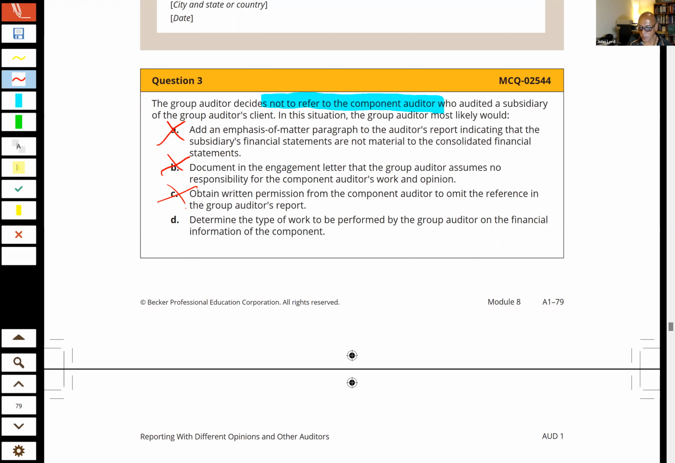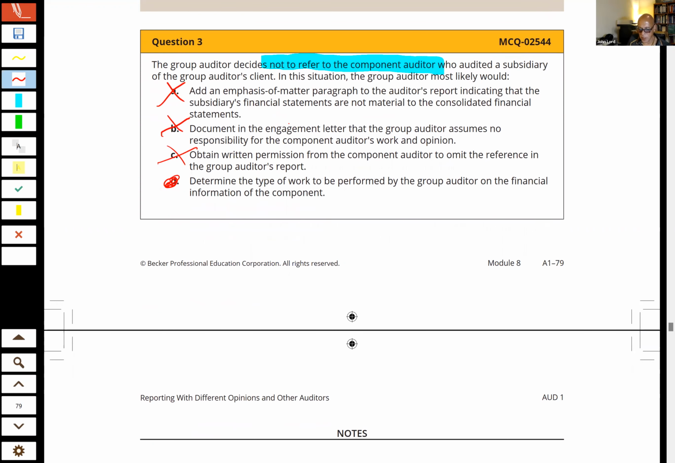D, if I'm not going to make reference, what do I have to do? I have to direct their work. I determine the type of work because I need the information if I'm going to take responsibility, right? By not referring. Okay. Okay, good.